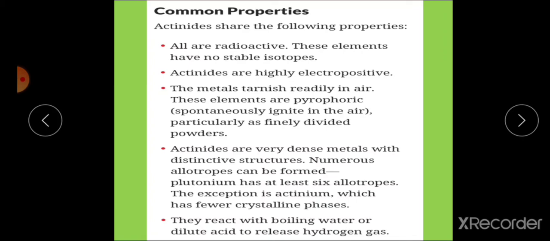Actinides are very dense metals with distinctive structures. Numerous allotropes can be formed, plutonium having at least 6 allotropes, with the exception of actinium, which has fewer crystalline phases. They react with boiling water or dilute acid to release hydrogen gas. These are some of the common properties of actinides.